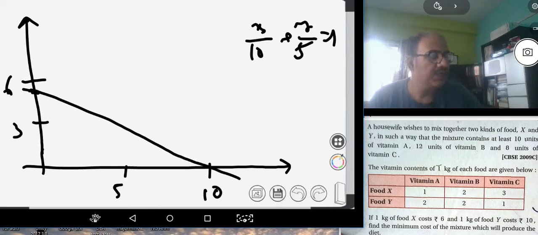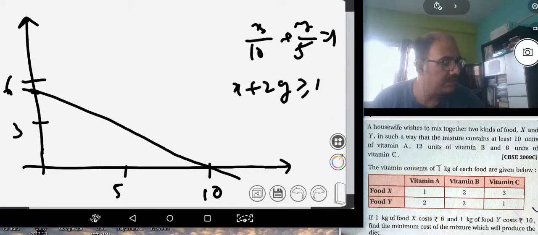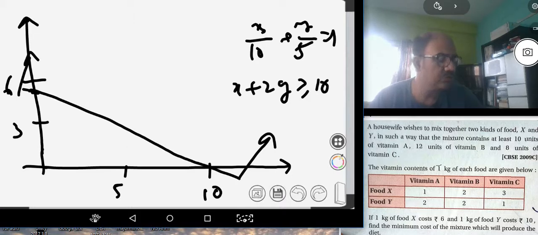If you put 0, 0, and the condition was x plus 2y is greater than or equal to 10, so if you put 0, 0, that is x equals 0, y equals 0, that part will not satisfy. So it has to be away from the origin. So this is the satisfied part, because with 0, 0 the left-hand side becomes 0, and 0 greater than or equal to 10 is not true. So the 0, 0 side will not be right, so the other part will be right.